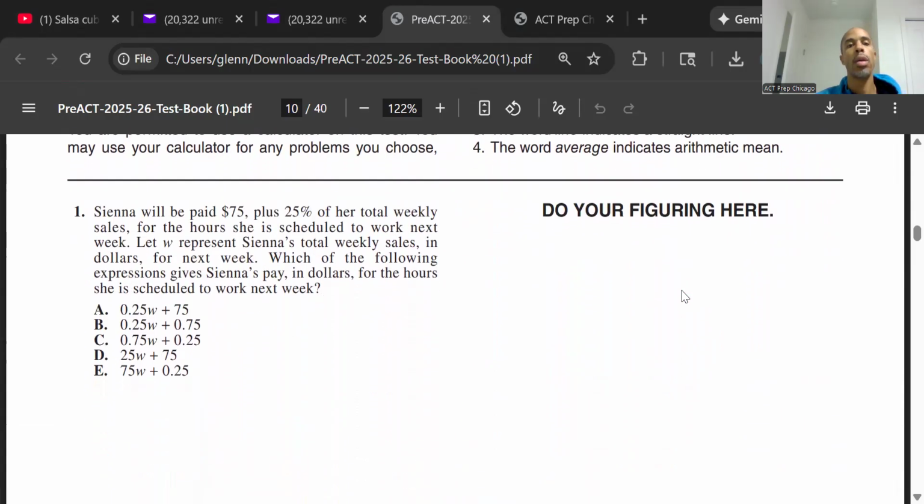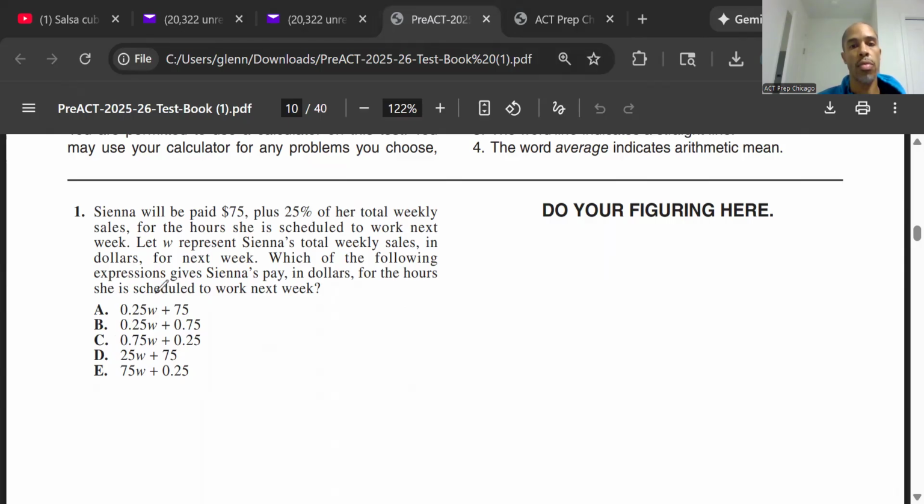The first one is: Sienna will be paid $75 plus 25% of her total weekly sales for the hours she's scheduled to work weekly. W represents Sienna's total weekly sales. Which of the following expressions gives Sienna's pay in dollars for the hours she's scheduled to work next week? $75 is your flat rate, plus you're getting 25%. We know it has to be either A or D because of the plus 75 here. That's your flat rate, and then plus 25% of her total weekly sales.